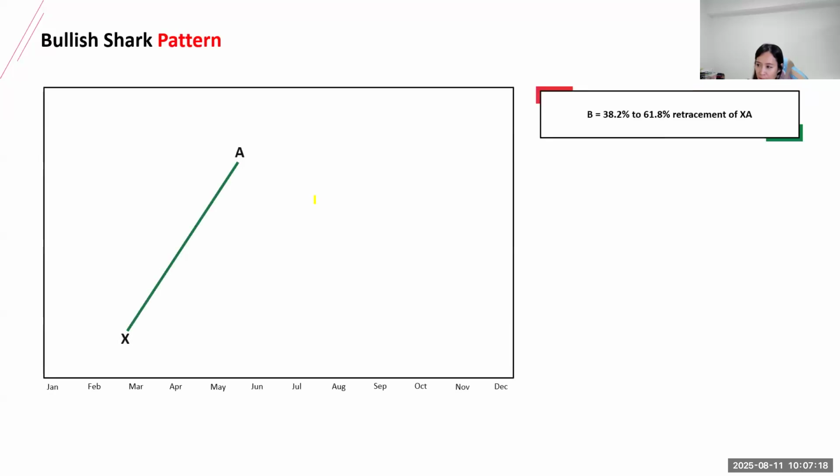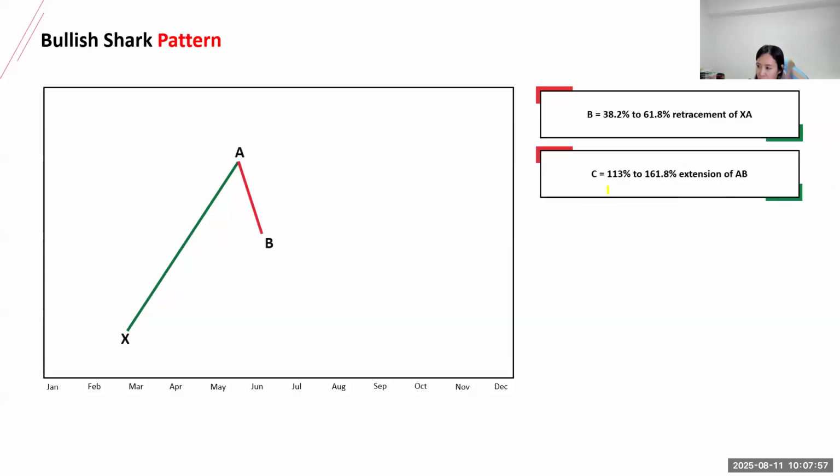XA, B retraces anywhere 38.2 to 61.8%. So this pattern is the same as what pattern? 38.2 to 61.8%. You remember? Which is what pattern? Crab. Is it crab? Or do you guys need time to digest? No need to worry about that. So they will say that for the shark pattern, B will retrace between 38.2 to 61.8%.